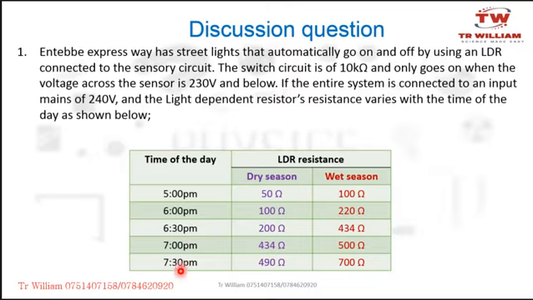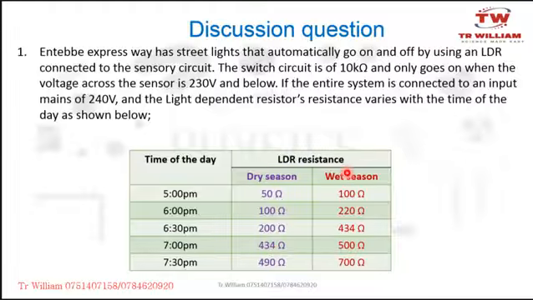Now this is the time of the day. This is the light dependent resistor during dry season, then during wet season. During dry season, at 5 p.m. the light dependent resistor has a resistance of 50 ohms. At 6 p.m. it is 100 ohms. At 6:30 it is 200 ohms. At 7 p.m. it is 434 ohms. At 7:30 it is 490 ohms.